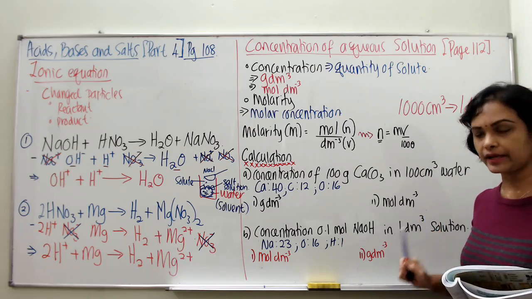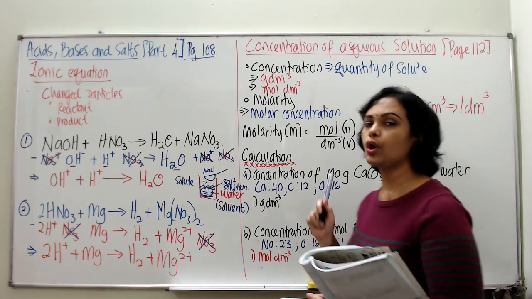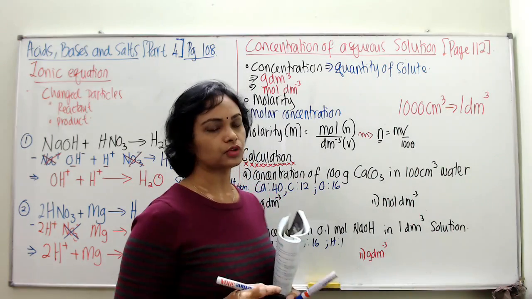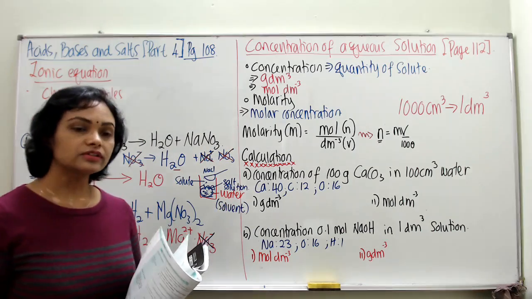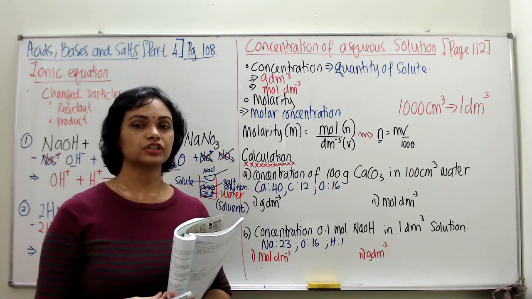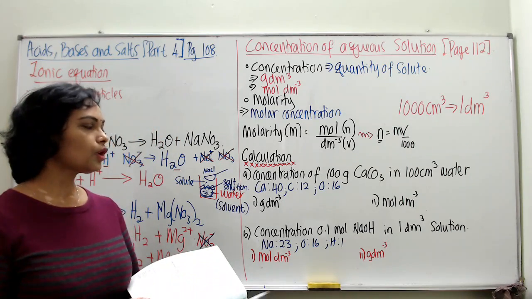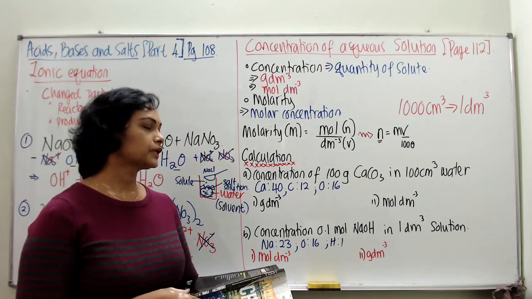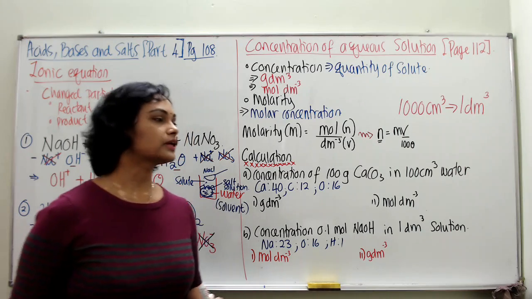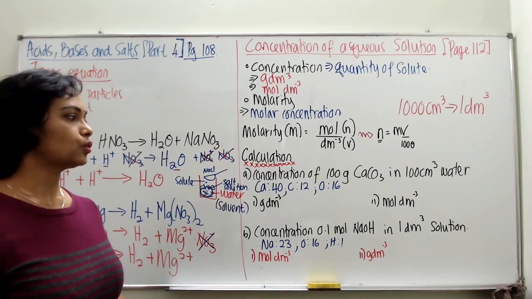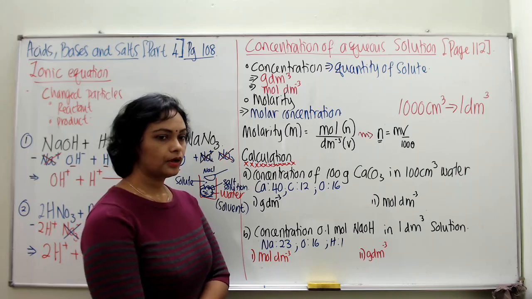So let's go, teacher will show you a few examples on how to do the calculation for concentration using both units, which is gram per dm cube and also mole per dm cube. Okay, so let's do this together.